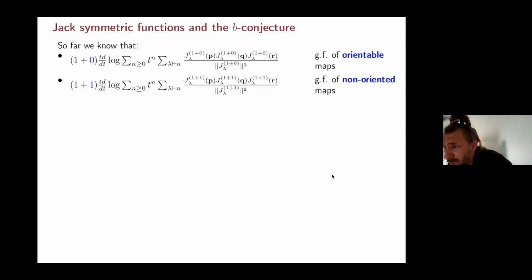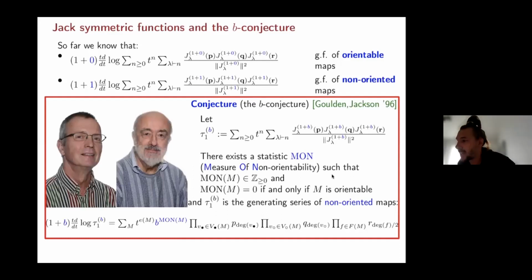We know that we can write these generating functions in terms of Jack polynomials, and I wrote them in a very specific way so that you can see that something is happening. This is precisely what Goulden and Jackson noticed in '96 when they figured out how to encode non-oriented maps. And they posed this beautiful conjecture, which is still wide open. The conjecture says that if you take Jack polynomials with this generic parameter b, there is this funny shift: instead of taking alpha, now I'm taking 1 plus b.